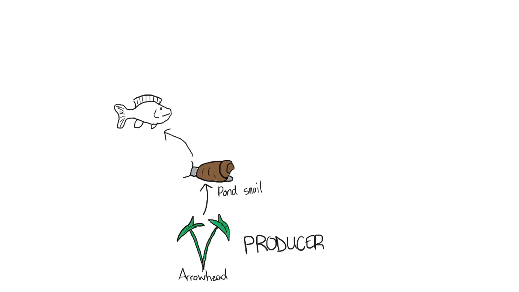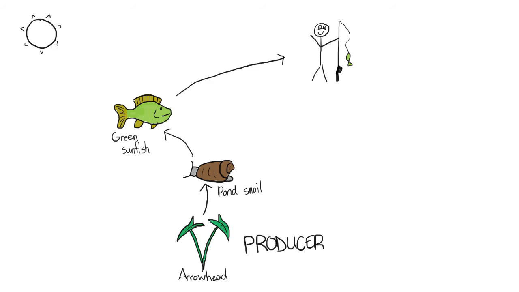This is an arrowhead plant. We actually have them around our pond at Little Creek. This would be a producer, and then of course it is consumed by a consumer. For instance, this is a pond snail. And that pond snail also is consumed by other organisms, such as this green sunfish. And if you like to eat fish, then that green sunfish could be consumed by you if you happen to catch it. Ultimately, this energy all comes from the sun. The arrowhead plant is a producer, and everything else that you see is a consumer.